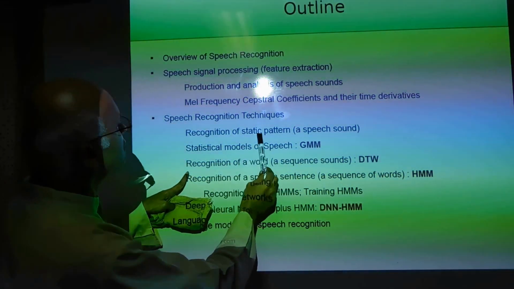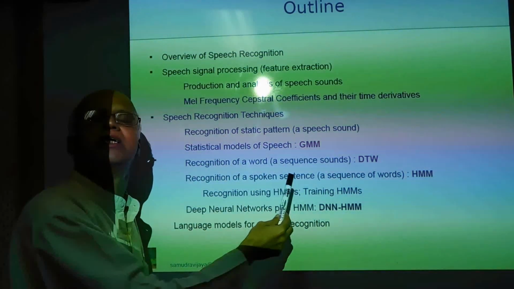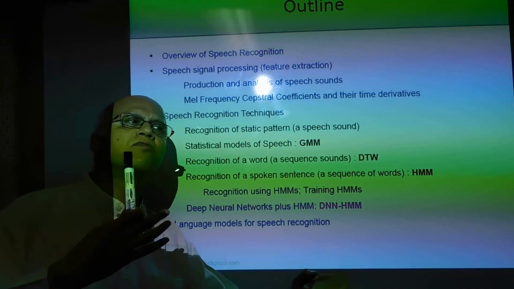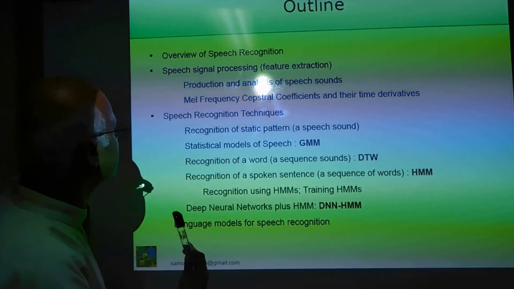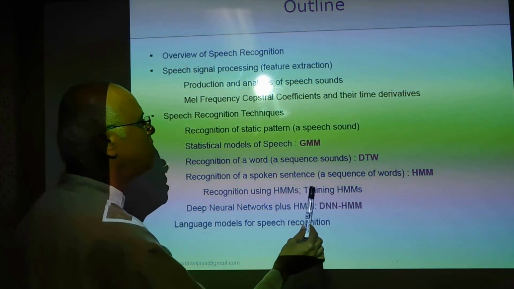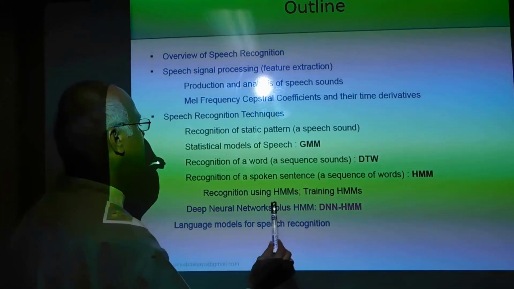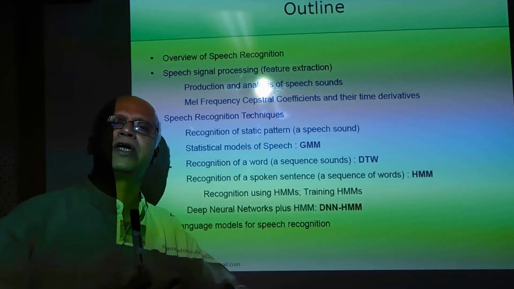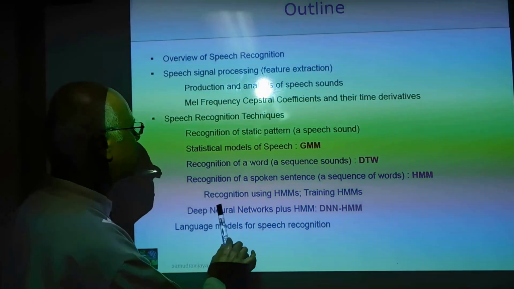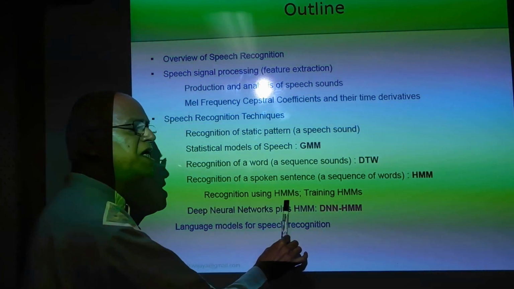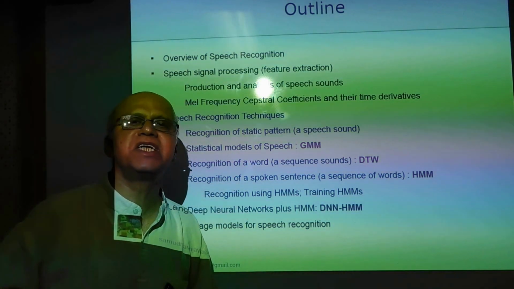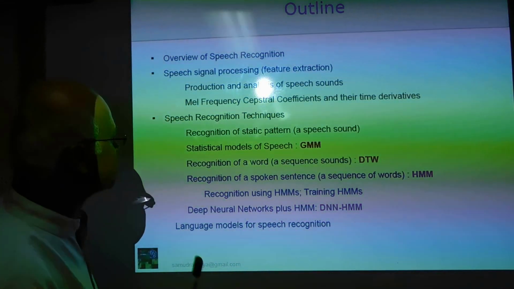Then we talk of recognition of not just one sound but a sequence of sounds, for example a word, using a model called dynamic time warping that takes care of the speaking rate variations and things of that type. Then we will move on to a better statistical model called hidden Markov model that recognizes not just a word but a sequence of words, a sentence, an utterance. We will learn about recognition using a trained hidden Markov model and how to train a hidden Markov model using speech data whose transcriptions are known.